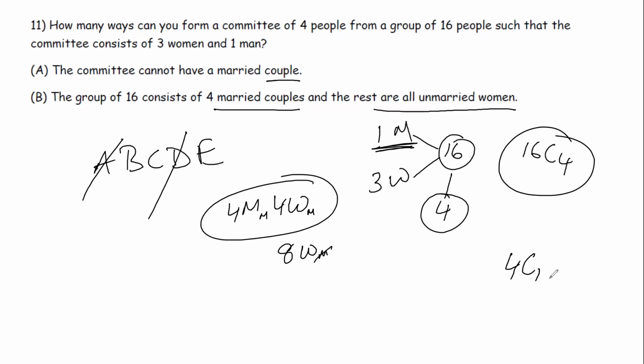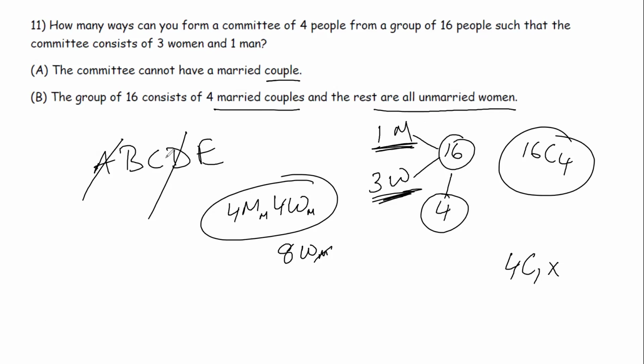So I can have 4C1 into 3 women. And those 3 women can be any of the 12, right? But it says the group consists of 4 married couples and the rest are all unmarried. All right. The committee cannot have a married couple.